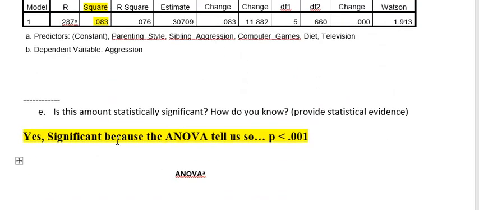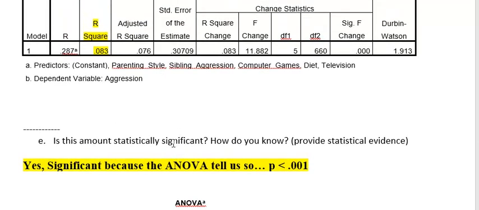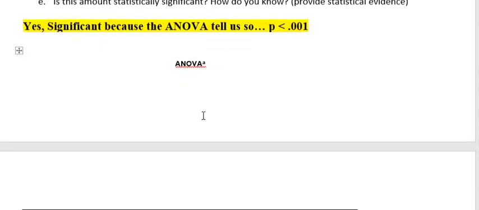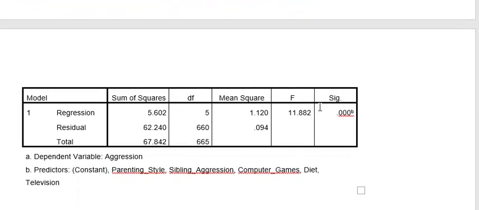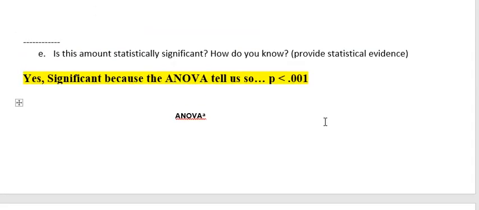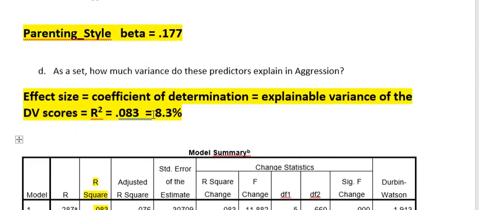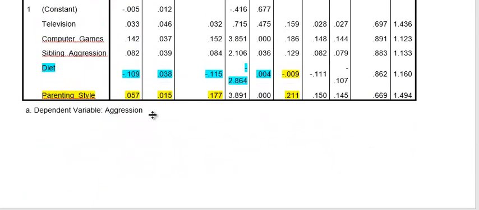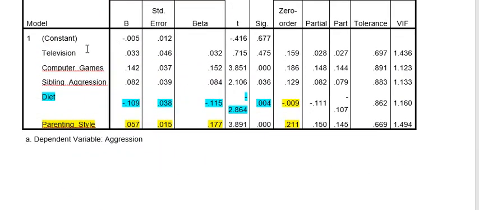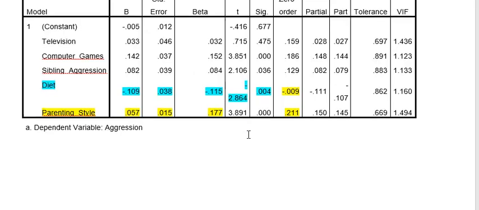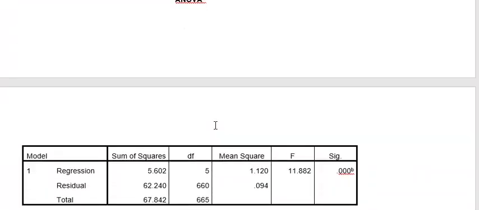And E, is this amount statistically significant? So that's when you go to your ANOVA table. And yes, your ANOVA is significant. It's less than 0.05. Therefore, this multiple regression is significant at predicting aggression. That doesn't mean that all of these predictors are going to be significant predictors, but it means that at least one is, okay? So I think that's it for number one.